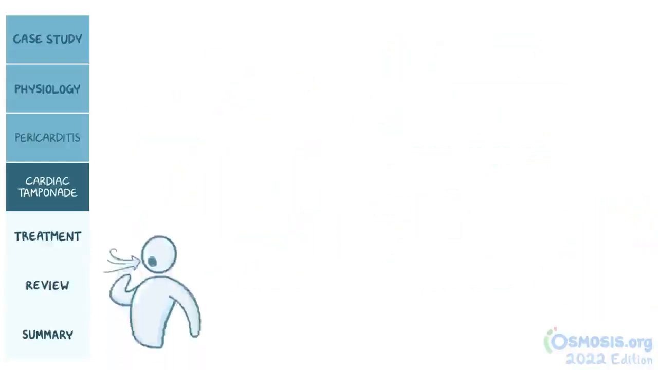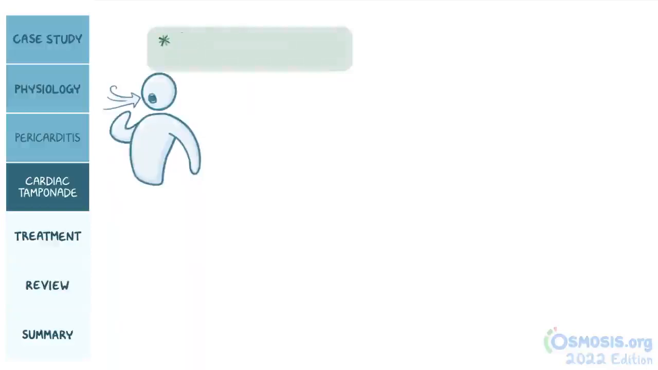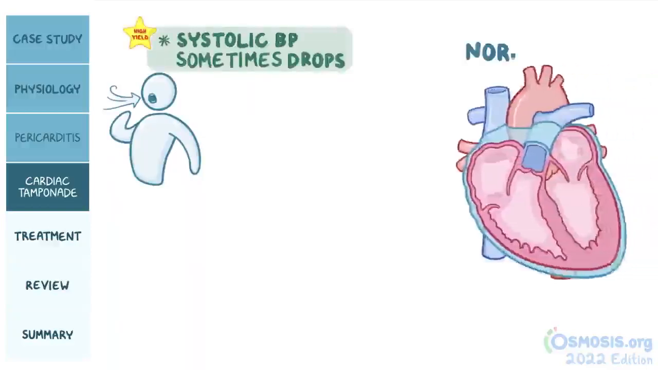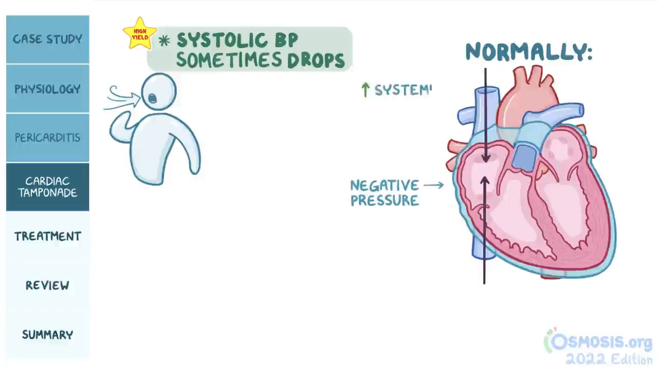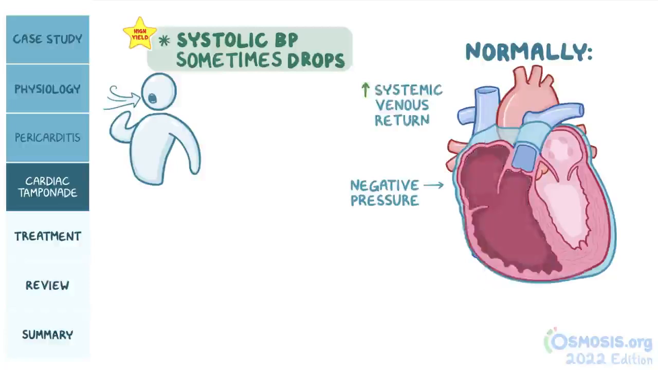When a person suffering from cardiac tamponade inhales, the systolic blood pressure sometimes drops. The reason behind this is that normally, breathing in creates a tiny bit of negative pressure in the heart, pulling in blood from the vena cavas. This momentarily increases systemic venous return. When that happens, the right heart volume increases, and the right ventricle expands a bit into the pericardial space, so it doesn't affect the left heart volume at all.